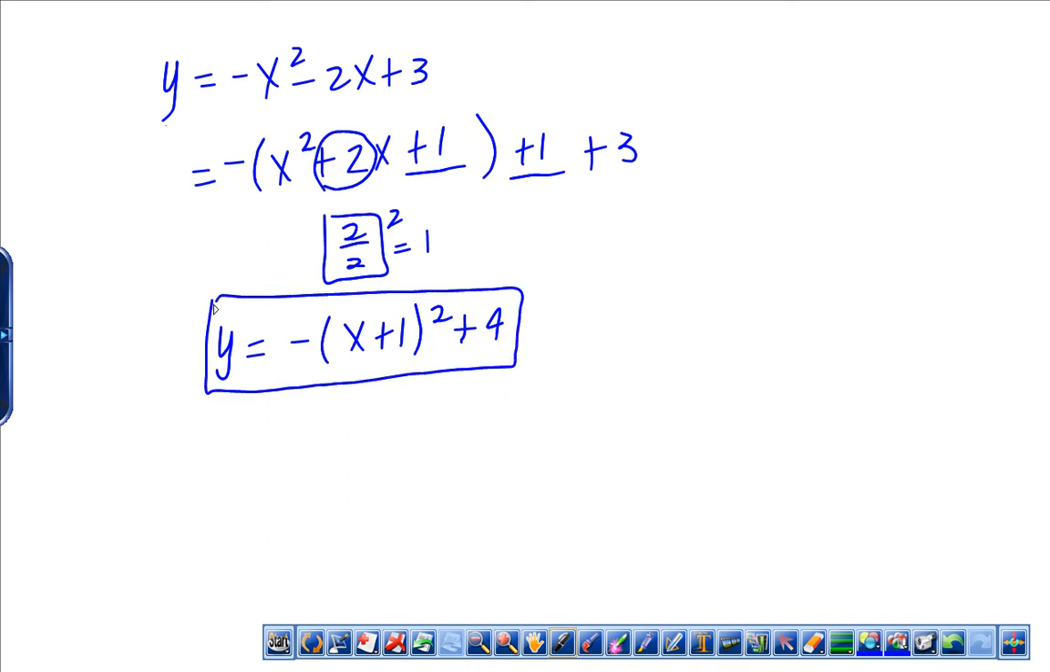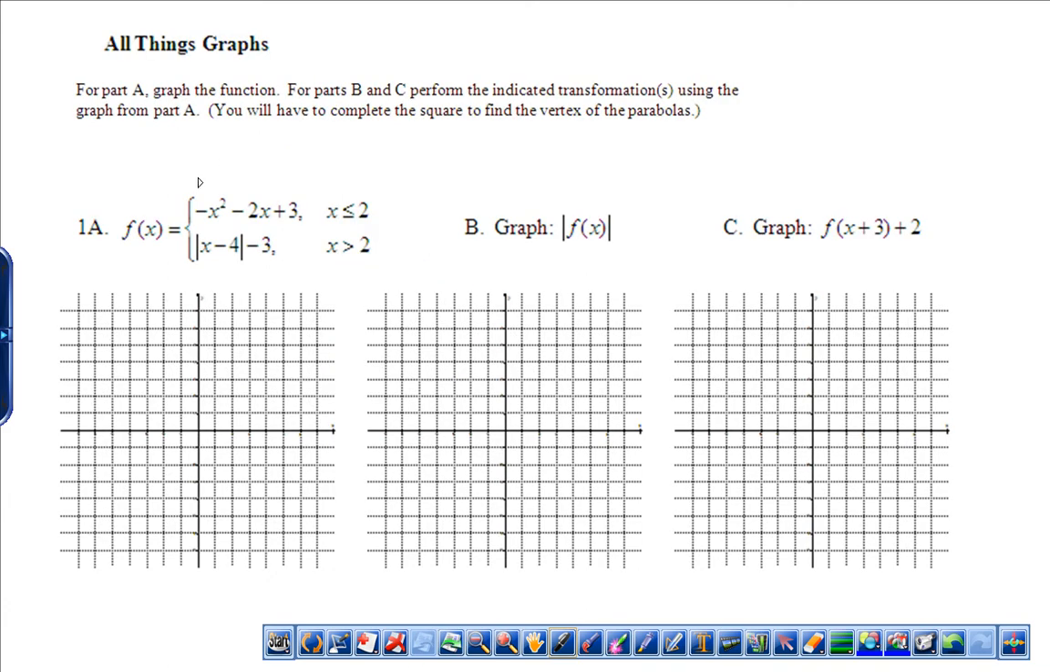And y'all should be able to do this really easy and fast. Okay, I'm going to bring this back over here. So this is y equals negative (x plus 1) squared plus 4. The reason why I did that is so you could get the vertex of your parabola. It's negative 1 and positive 4. So at negative 1 and positive 4, that's your vertex.